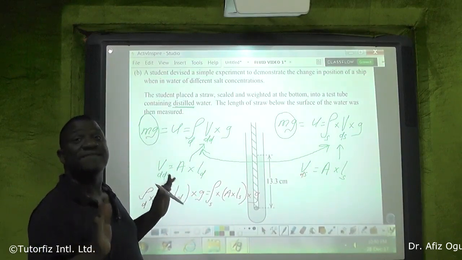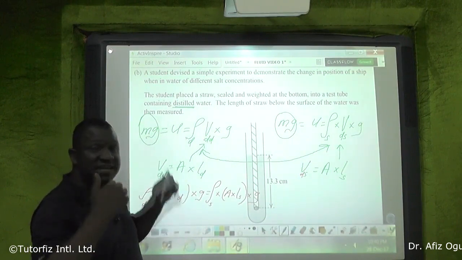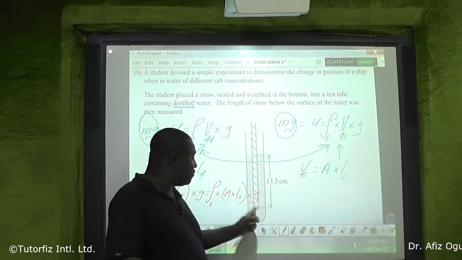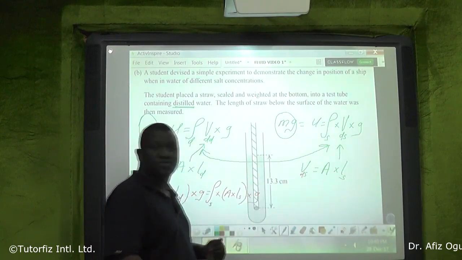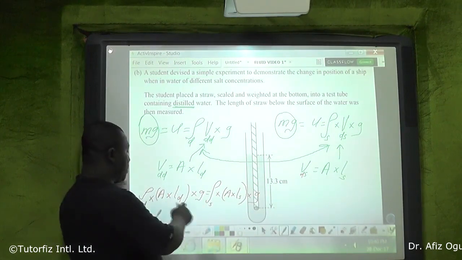Instead of asking them to find the new volume, they're not talking about the volume displaced, they're talking about the length inside. So I'm assuming this length is the length of the water displaced, and the volume around it is the volume of the water displaced. So I'm not interested in the volume now, I'm interested in the length. So area will cancel out, you know that.